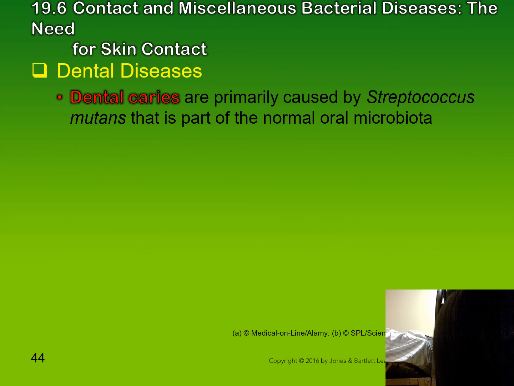Dental disease, dental caries, are primarily caused by Streptococcus mutans, and that is just sort of a part of the normal oral microbiota. So that's why you have to brush your teeth, because that bacteria is supposed to be in your mouth. If you brush your teeth to remove the number of Streptococcus mutans, you can get a lot fewer cavities.